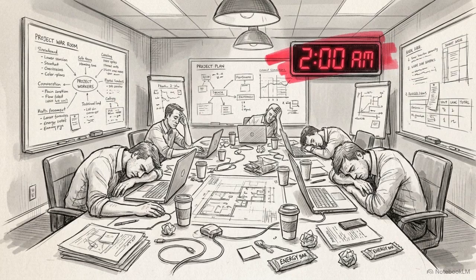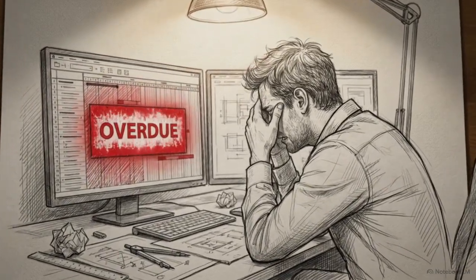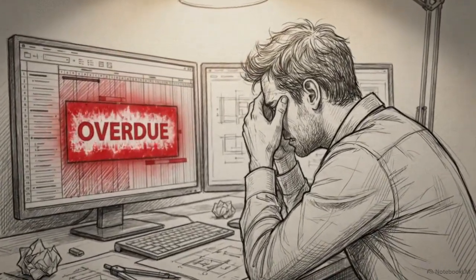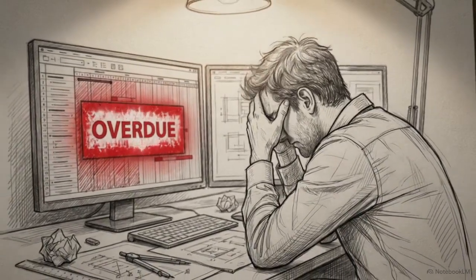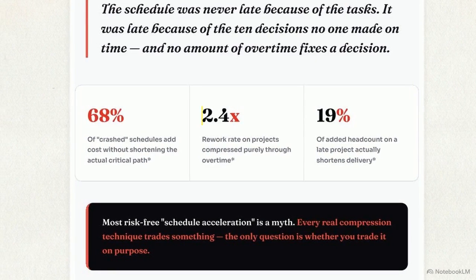Adding more people and mandatory overtime to a late project often fails to shorten the timeline. Instead, this pressure creates a fragile environment where the project's margin for error disappears completely. These statistics prove the cost of traditional schedule crashing. 68% of these efforts add expense without actually shortening the critical path. Furthermore, projects compressed purely through overtime experience a rework rate that is 2.4 times higher than standard projects.